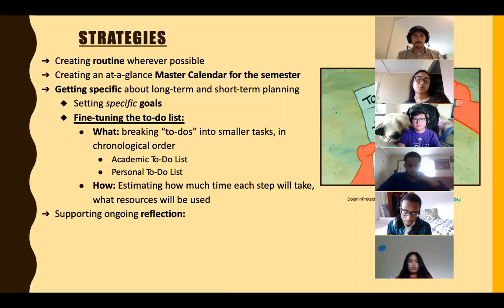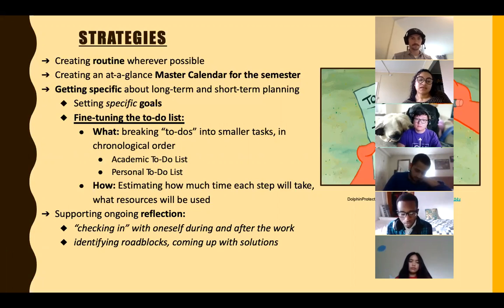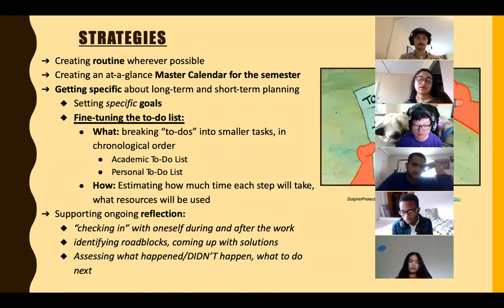And lastly, you want to support ongoing reflection. Be honest with yourself. Check in with yourself during and after the work. Identify roadblocks and come up with solutions. Were you not productive today? Was it the environment? Was it that you tried to get work done after a large meal? Was it the timing? Maybe now you work better at night. Do you want to do homework between 9 and 12? Does that work better for you? And then assess what happened, what didn't happen, and figure out what you need to do next.